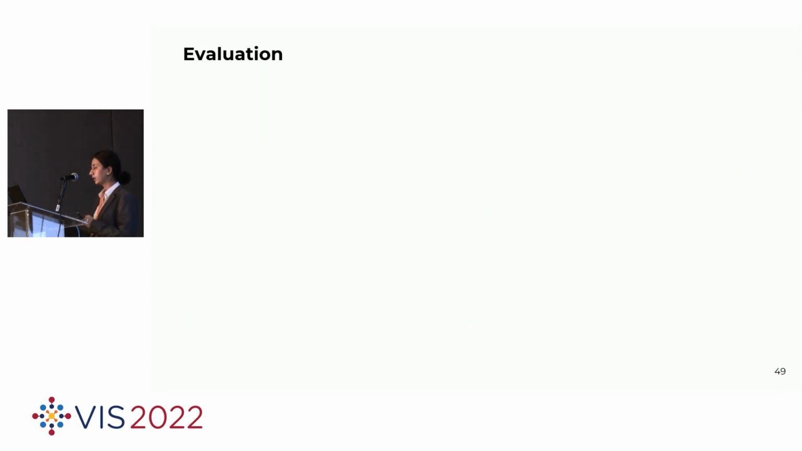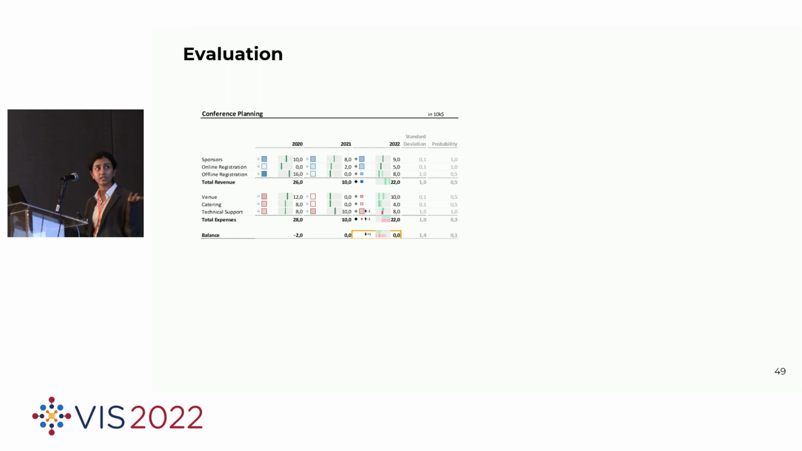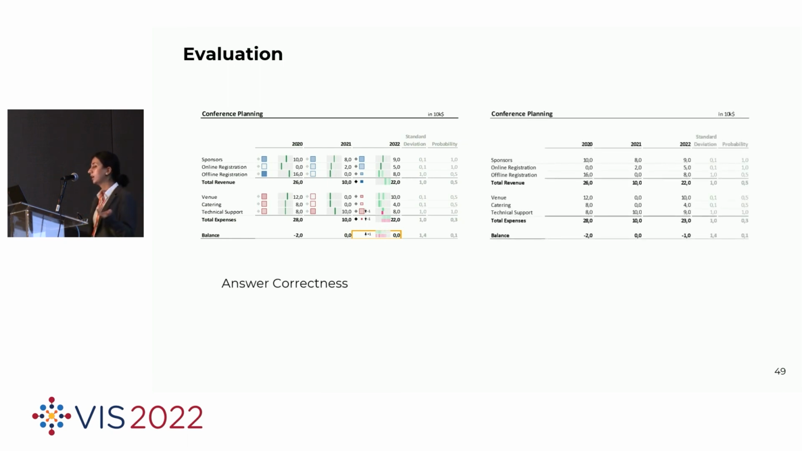Finally, we evaluated our approach by comparing fuzzy spreadsheet with the traditional spreadsheet, by measuring answer correctness, response time, and the mental effort required. We noticed that fuzzy spreadsheet helped with the answer correctness, and with the help of our in-cell encoding and compact visualization, it helped lower the response time and the mental effort required to solve the tasks.